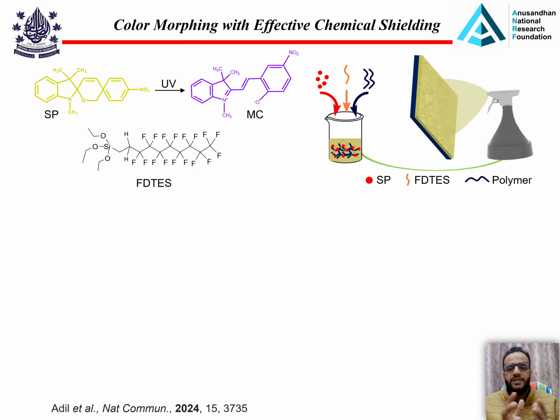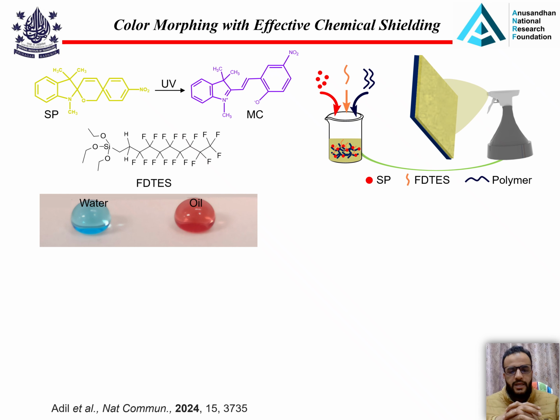Spiropyran changes its color in the presence of UV light because of the extended conjugation, which shifts its wavelength towards the visible region, from UV to visible. And then we have used FDTS, a low surface energy fluorinated molecule, which provides the oil repellent property, and all of them are combined in a polymer structure and sprayed on a surface.